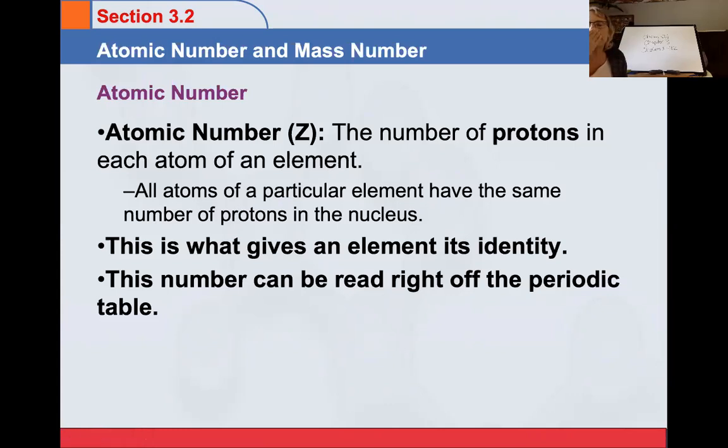So if you don't have a periodic table printed out, you can just go to the handouts module in Canvas and download your periodic table so that you can look at it while we're talking about this part of the lecture. So the atomic number is just a single digit above the name of the element, and it can be read right off of the periodic table.